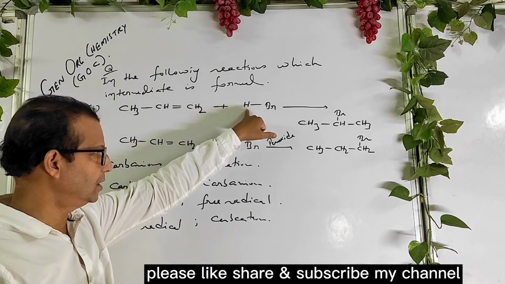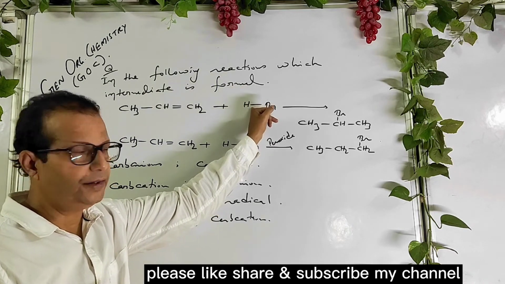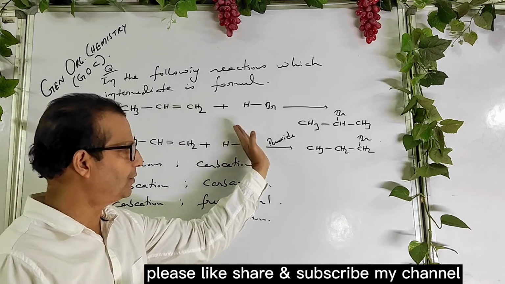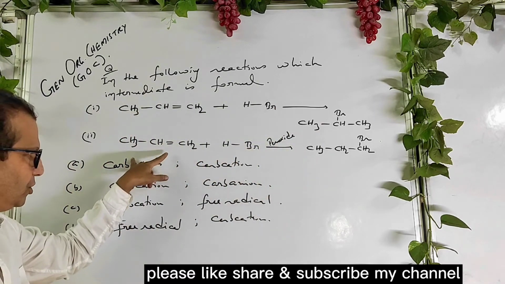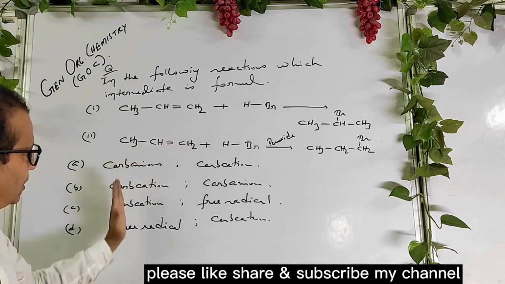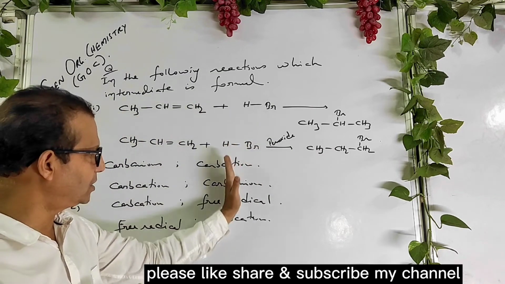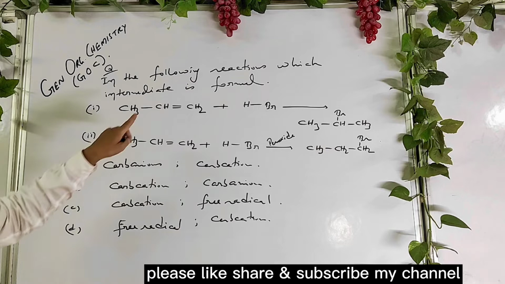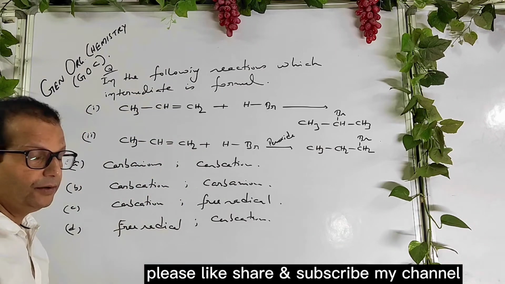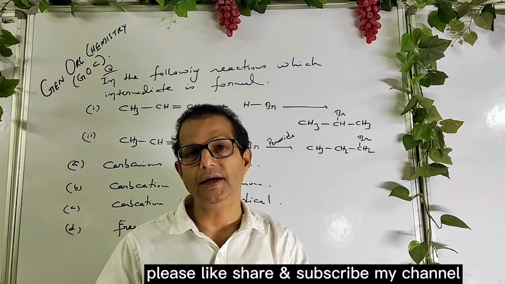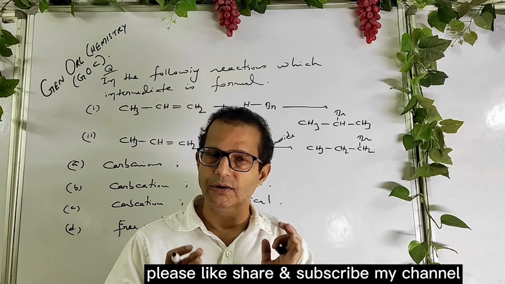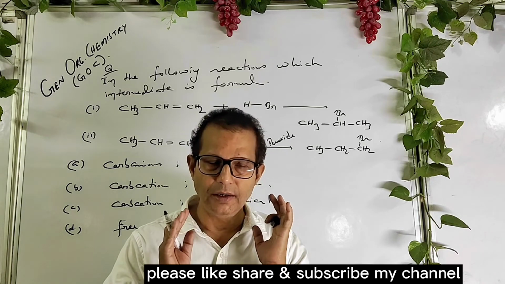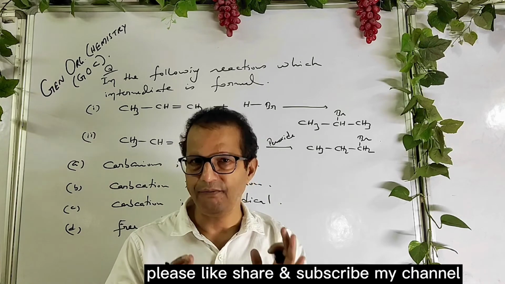This is the first reaction. It follows some intermediate. This is the second reaction. It goes with some intermediate. These are the options of intermediate in the first reaction, and these are the intermediates in the second reaction. Which is the correct option? See the answer. Whenever you do the answer, the main thing is the explanation. Don't go by the quantity of questions. Go by the quality of the question, which has some depth or concept.